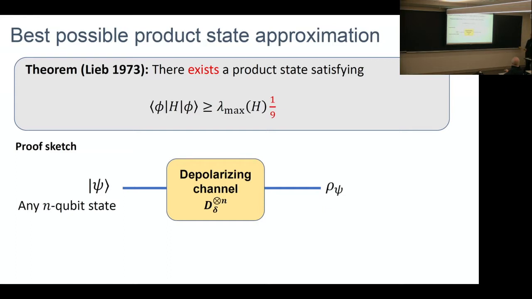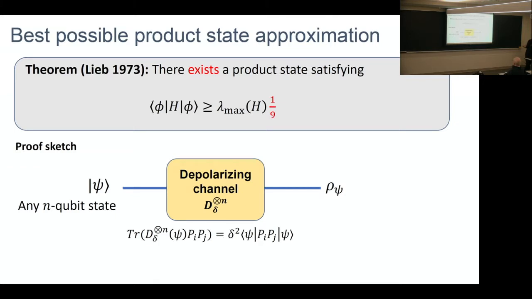And so you take this psi and you screw it up by sending it through this depolarizing channel, and you get some rho psi. The depolarizing channel has the property that when you compute the expected value of a Pauli at the output, because we have two-local terms, we get a delta squared here.